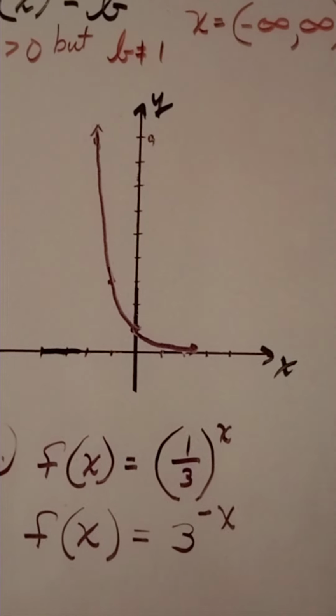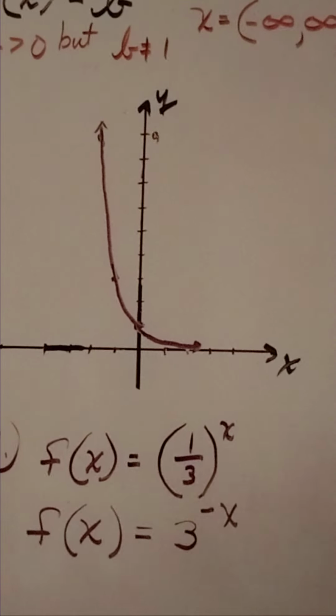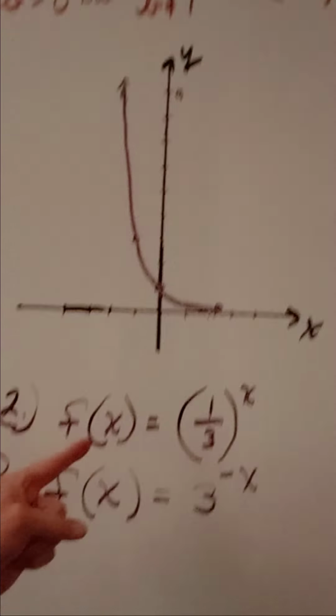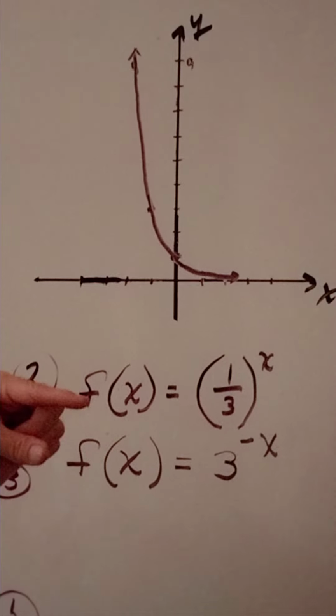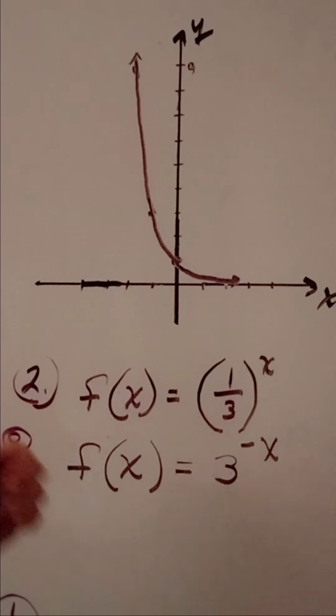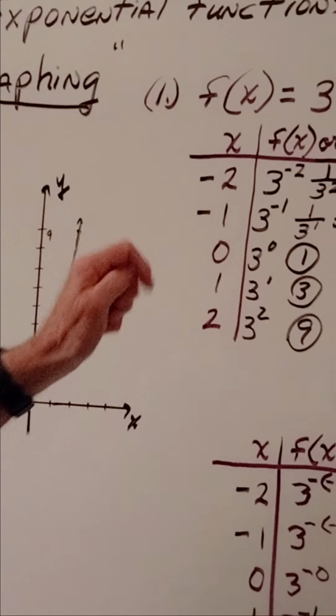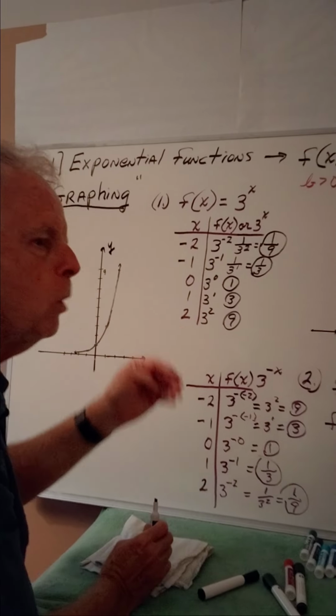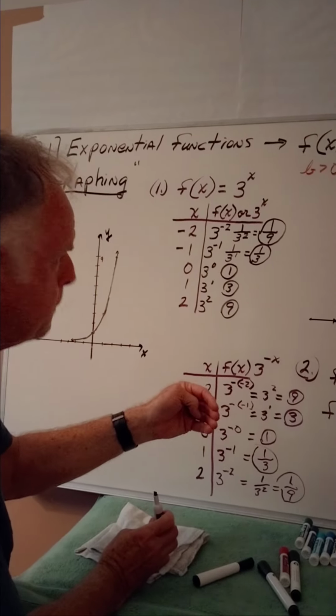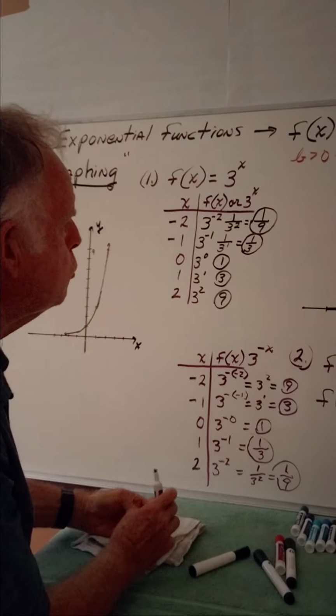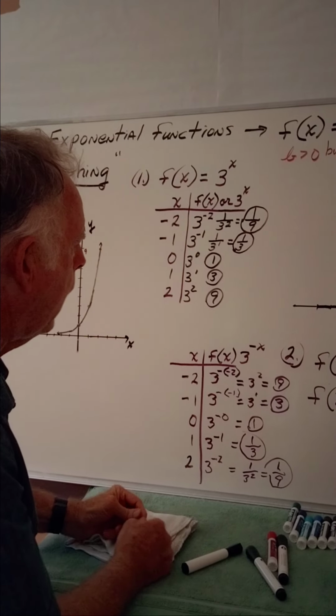And there's the graph of the exponential function where the base is positive, it's greater than 0, but it is less than 1. And the first one that we did, I know I'm repeating myself, was the graph of the function where the base was greater than 0, it must be, but it is greater than 1.